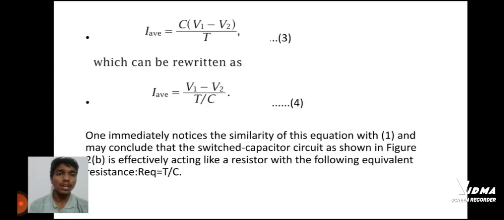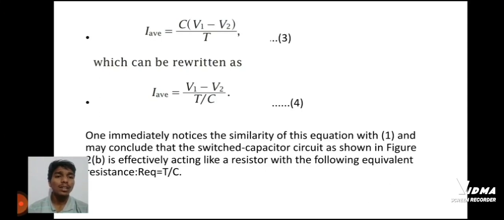Accordingly, the average rate of charge transfer, or average current from V1 to V2, can be found, so that I average equals C of V1 minus V2 by time T, which can be written as I equals V1 minus V2 by T by C.